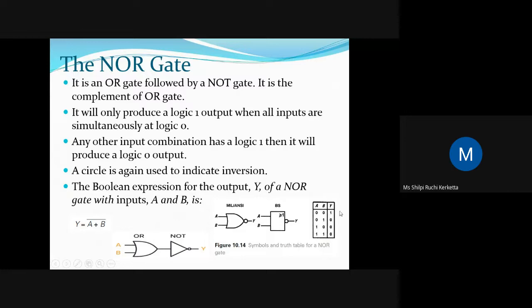Here, in the definition we can write: NOR gate will only produce an output of 1 if all the inputs are 0, and in any other case where an input is 1, the output will be 0. So this we have defined. It produces a logic 1 output when all the inputs are simultaneously at logic 0. If any other input combination has a logic 1, then it will produce a logic 0 in the output.